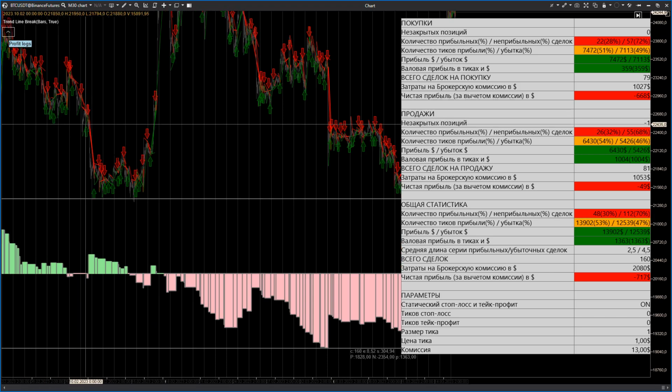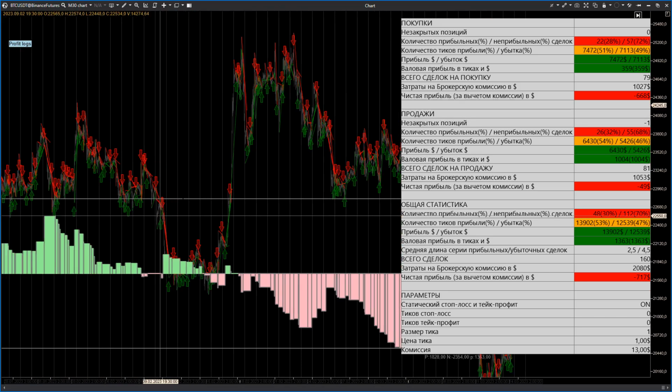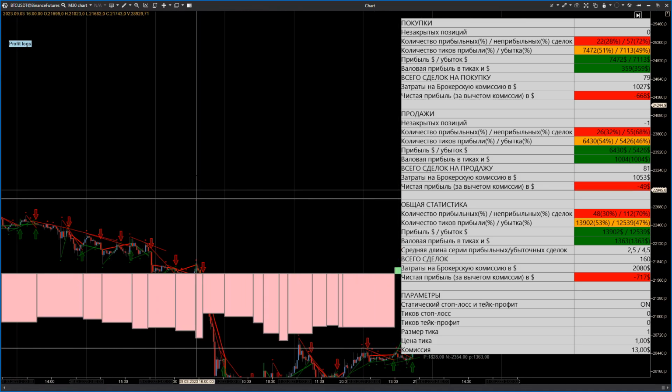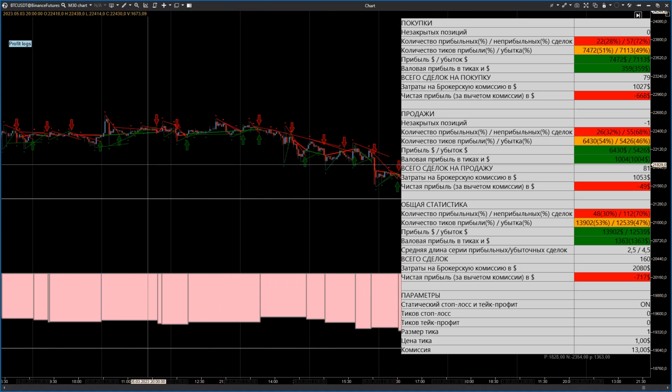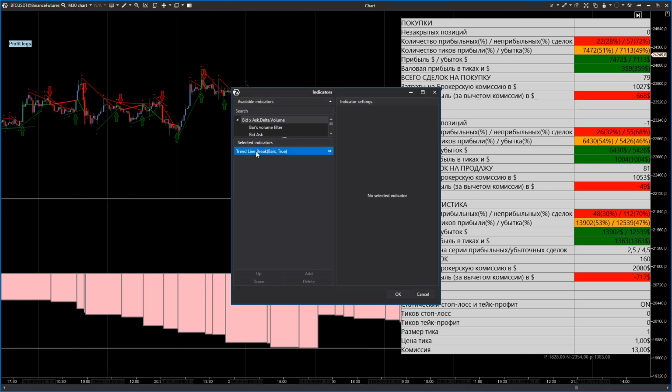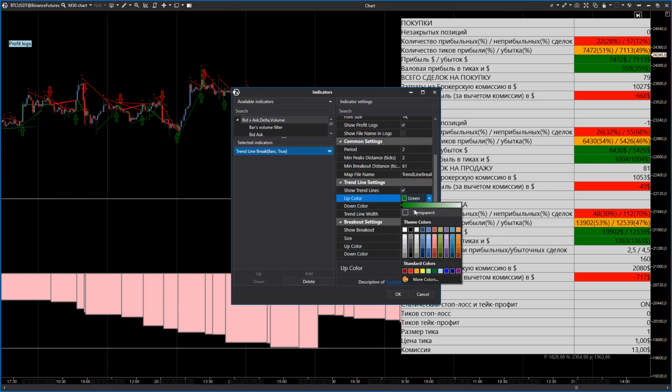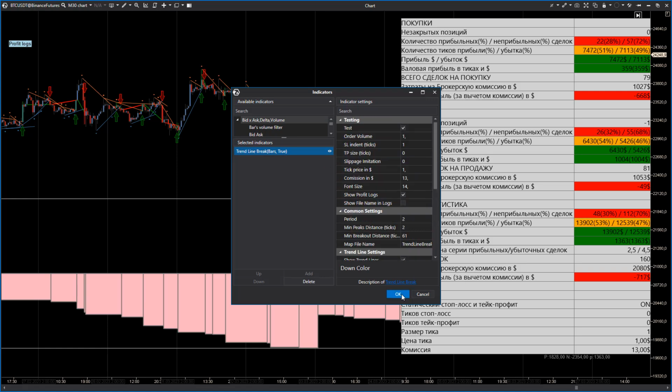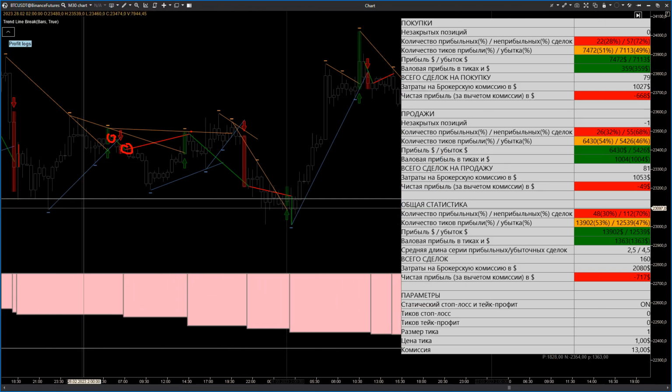But in fully automatic mode, there is a high probability that we will lose more. I forgot to show how the deal lines look. I will change the color of the trend lines. Now you can see the green and red lines. The green lines are virtual purchases and the red lines are sales.